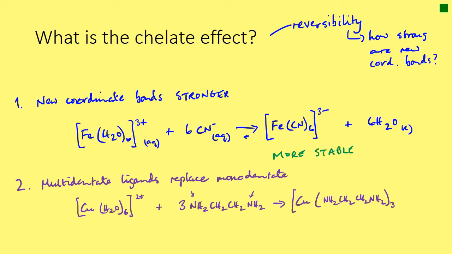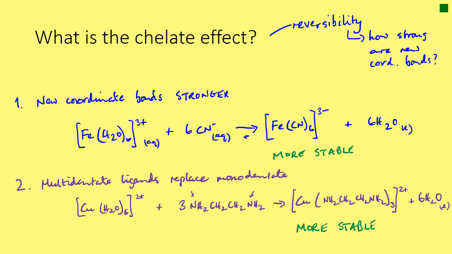And again, these ethane 1,2-diamine molecules are neutral, so our complex still has the same charge on it as the copper ion, which was 2+. And our poor little 6 water ligands have been displaced, and so they're out on their own now. And so that is an example of a multidentate, in this case bidentate, ligand replacing a monodentate ligand, and as we said, this complex is more stable, and so will be hard to reverse.